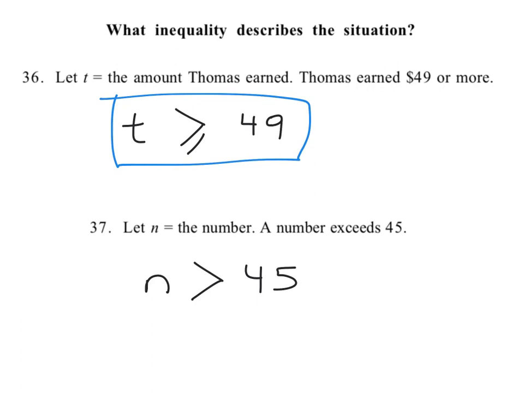Well, no, it doesn't exceed or go bigger than 45 if it's exactly 45. So it can only be bigger than. Exceeding something means go bigger than. Okay? So n, that number, exceeds 45 or goes greater than 45. It's all numbers greater than 45.